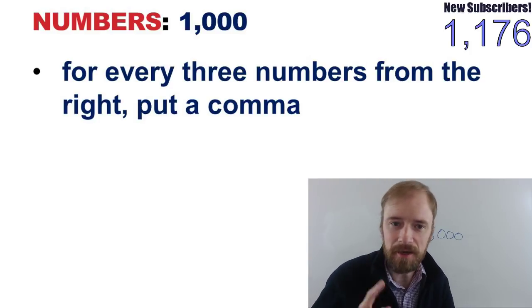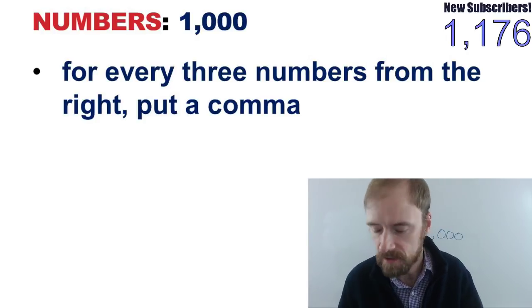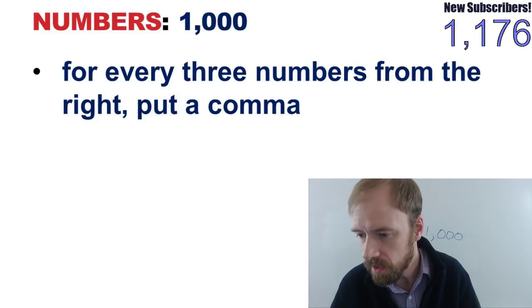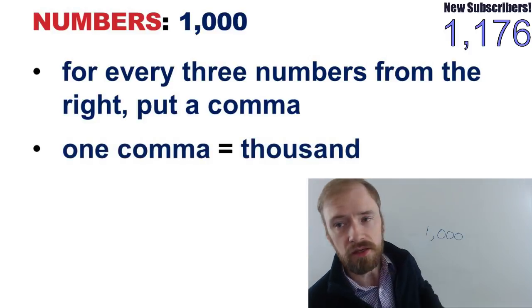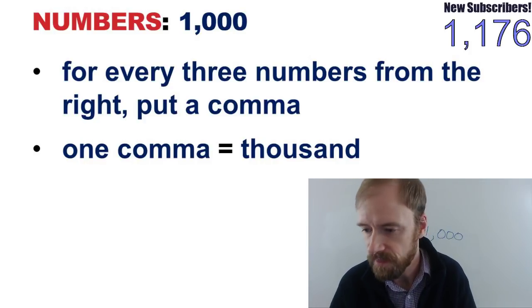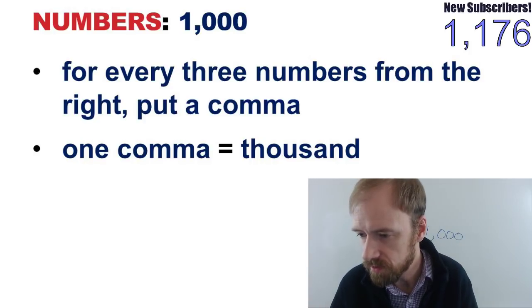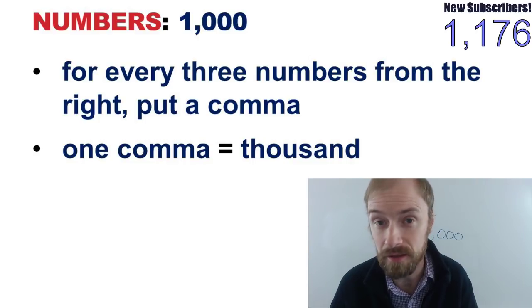All right, that comma, to help you understand numbers, that comma is important. And I'm going to talk about it more. Of course, 1 comma is always 1,000. 1 comma is 1,000. 2 commas, million. 3 commas, billion.